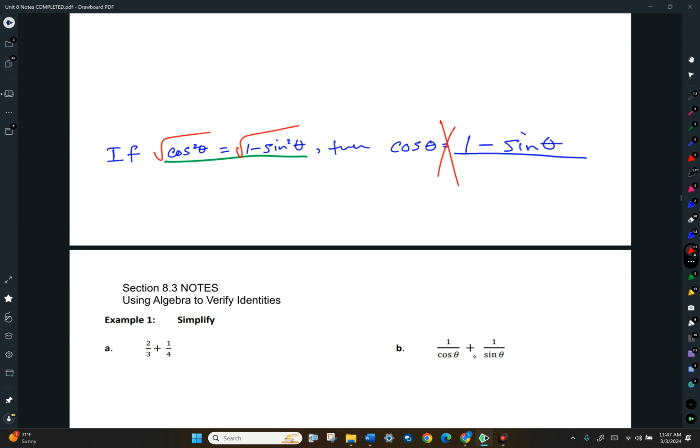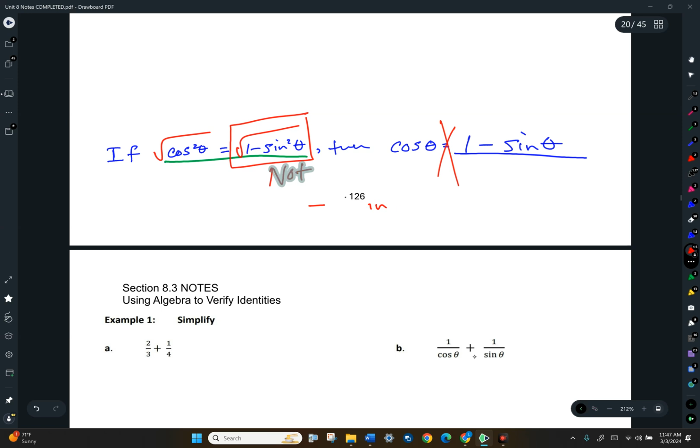You cannot do that. Yes, you can take the square root of both sides, but the mistake is coming in right here in this part. When you take the square root of the difference of two terms, you cannot just take the square root of the first minus the square root of the second. It does not work that way. So all of that to say, then what does cosine equal? Well, in this case, nothing.